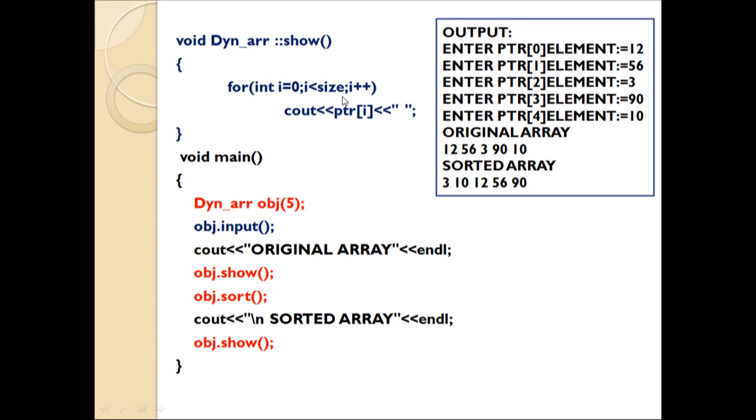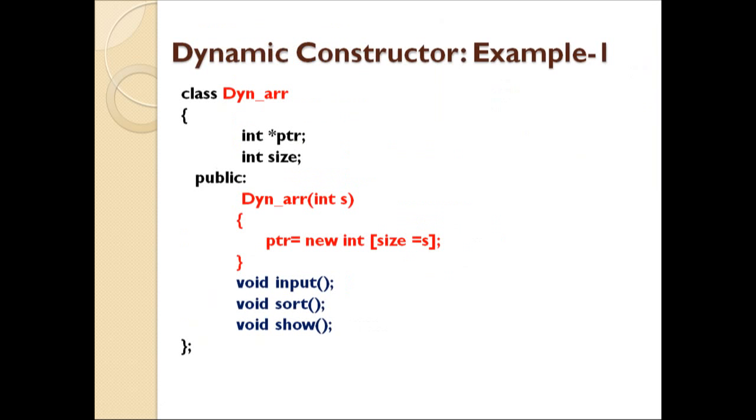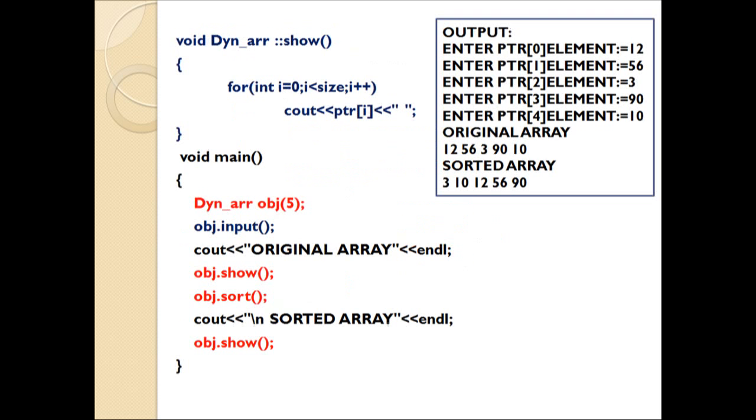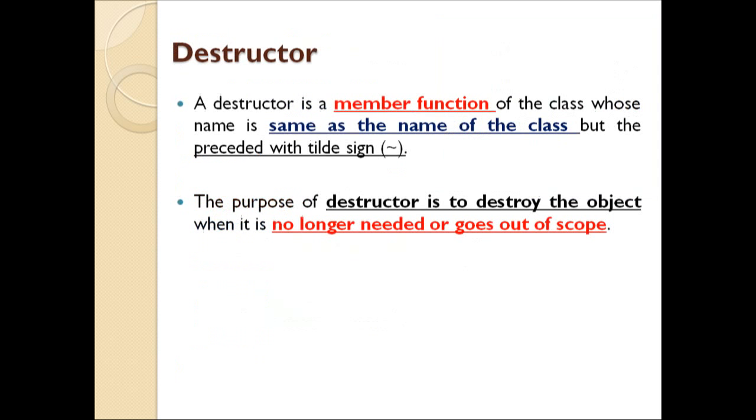So here you can see we have utilized new in order to initialize the object, to create the object, to construct the object, and that is why we call this concept a dynamic constructor. So we are occupying the space in the memory with the help of new during the execution of the program. So that is why we call this concept a dynamic constructor.